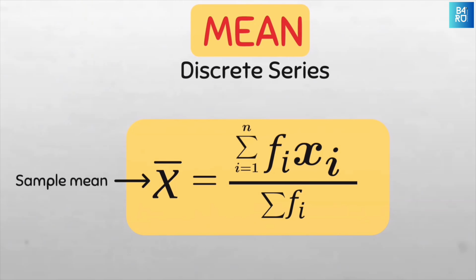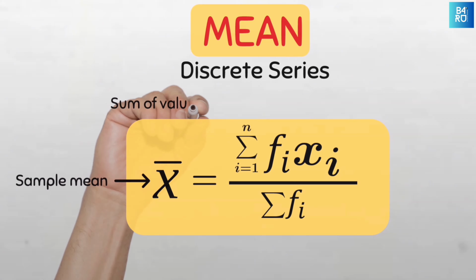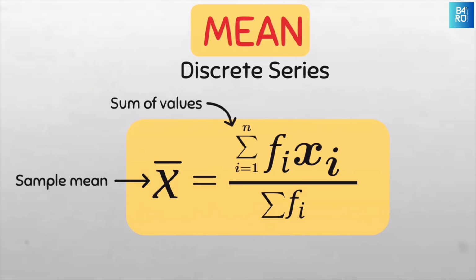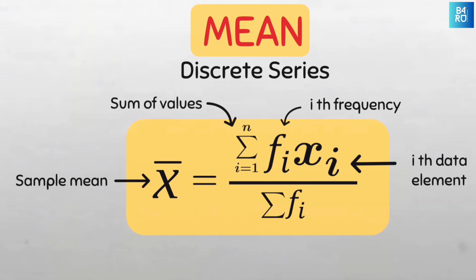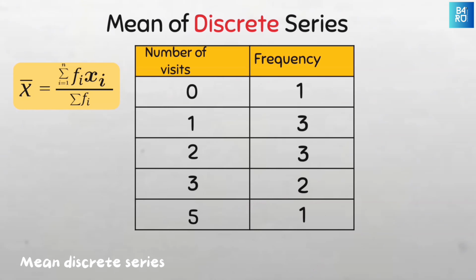Sigma i equals 1 to n is the sum of all the values from the first to the last. f sub i is the value of the ith frequency, i.e. the frequencies of the index data values. x sub i is all the index data elements. And sigma f sub i is the sum of all the frequencies, which is the same as the sample size. So let us use this formula to find the mean of this data.